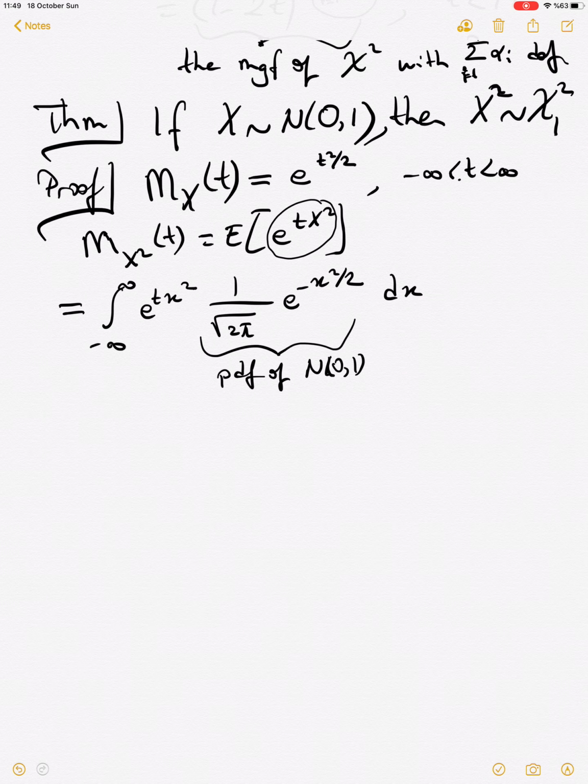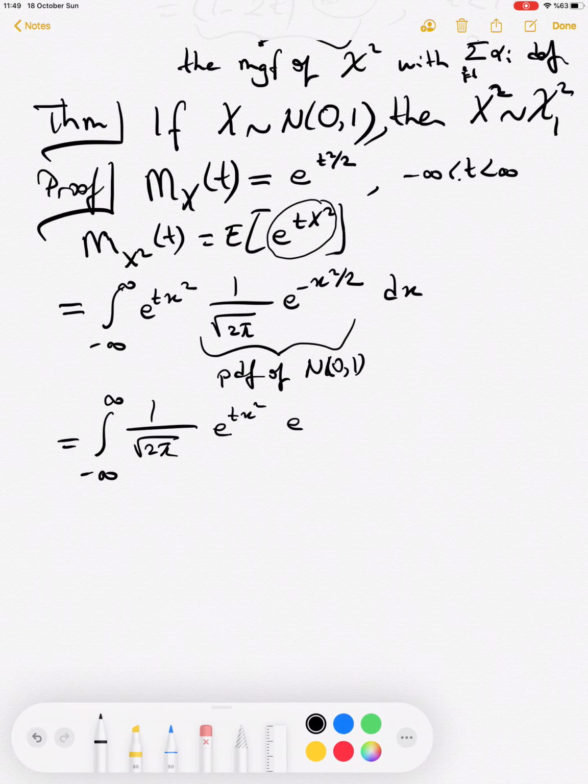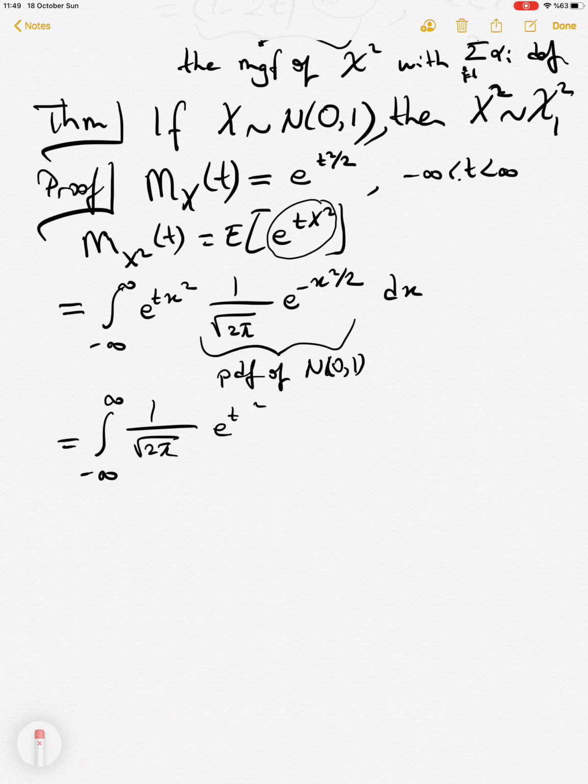Okay, so let's open up the square. From minus infinity to infinity, we have 1 over root 2 pi, and here we have e to the t x squared. We can combine them actually. So why didn't I combine them? I don't know.